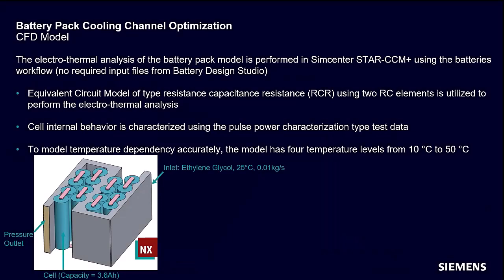An equivalent circuit model in Simcenter STAR-CCM+ is used to perform the electrothermal analysis. This model is of type resistance, capacitance, resistance, and uses hybrid pulse power characterization type test data to characterize the battery cell internal behavior. To capture diffusion effects, the model uses two RC elements. To model temperature dependency accurately, the model has 4 temperature levels from 10 degrees Celsius to 50 degrees Celsius. The capacity of each cell here is 3.6 ampere hour, and ethylene glycol is used as a coolant.